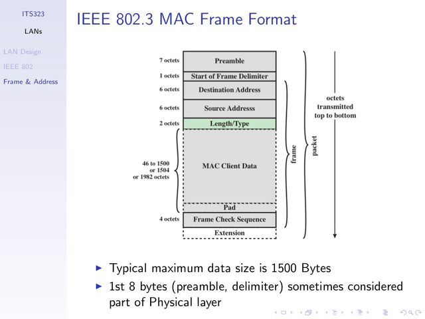So our destination address is 6 bytes. Source address, 6 bytes. Type field is 2 bytes. The CRC checksum is 4 bytes at the end. And our data can vary in size. It goes up to normally a maximum of 1,500 bytes. There are some extensions to make it larger, but that's the most typical maximum value. It can be less. So that's our MAC frame.